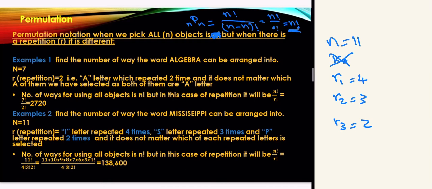So the answer will be n factorial, the number of ways, because we are using all of them. No, it will be n factorial divided by R1 factorial, R2 factorial, R3 factorial. So here it will be 11 factorial divided by 4 factorial, 3 factorial, 2 factorial.